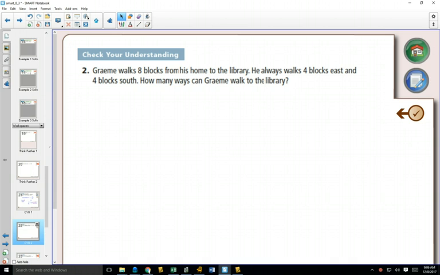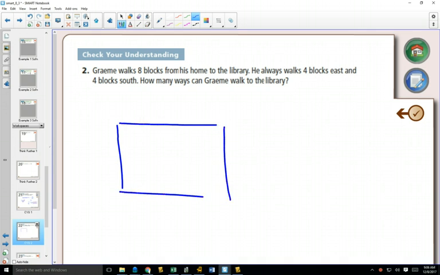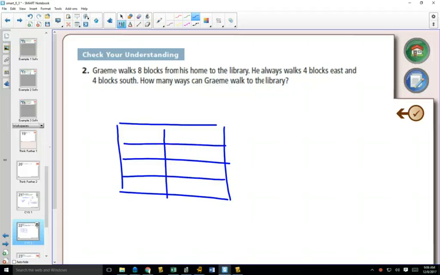Graham walks 8 blocks from his home to the library. So if we draw this out and I get all of my blocks there, he always walks 4 blocks east. So this is his home up here. Here is the library down there. He always walks 4 blocks east and 4 blocks south.